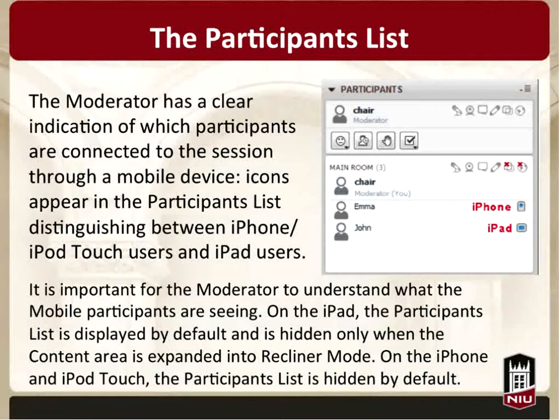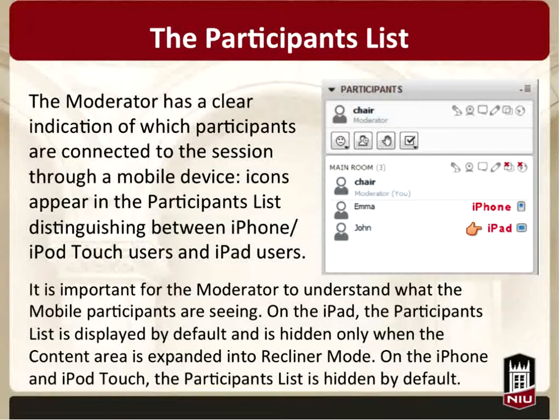As the moderator, you have a clear indication of which of your participants are connected to the session through a mobile device. You'll see a couple of icons listed in the participant list. Here in this example, here's Emma, and you see this phone icon. We know she's connected from a phone. And beneath, here's John, and his icon appears differently: a tablet icon, so he's connected from an iPad.